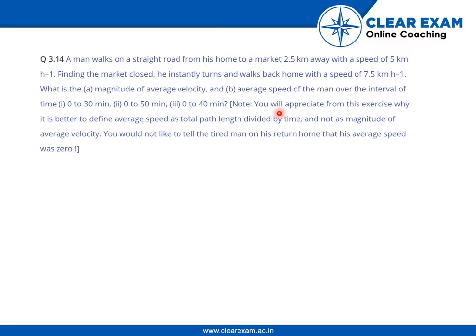You will appreciate from this exercise why it is better to define average speed as total path length divided by time and not as the magnitude of average velocity. You would not like to tell the tired man on his return home that his average speed was 0.